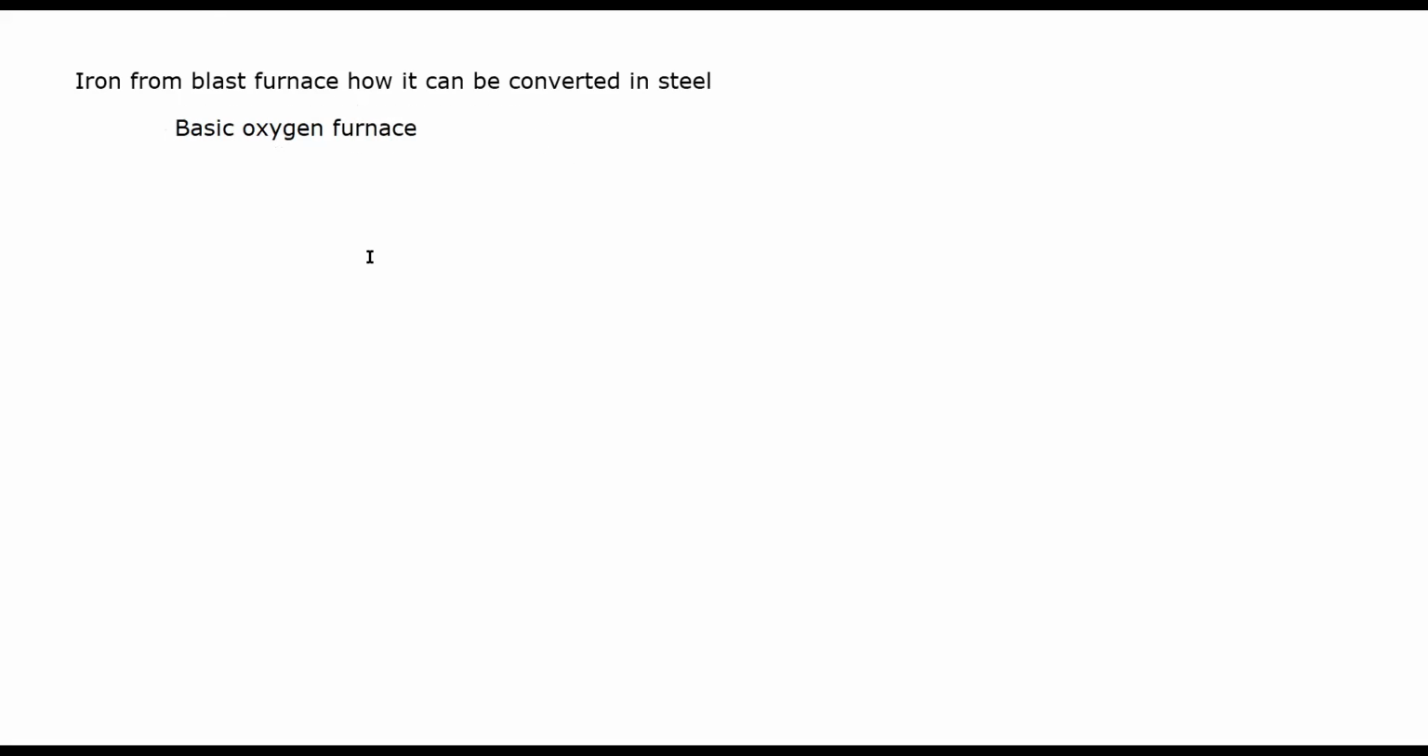So what is a basic oxygen furnace? Why do we call this basic? Because we use calcium oxide. That's why we call it basic. Calcium oxide is basic. And we also use oxygen. That's why the name oxygen is there. And furnace means some region where you trap the heat. That's called a furnace. So how do we do this in a basic oxygen furnace?